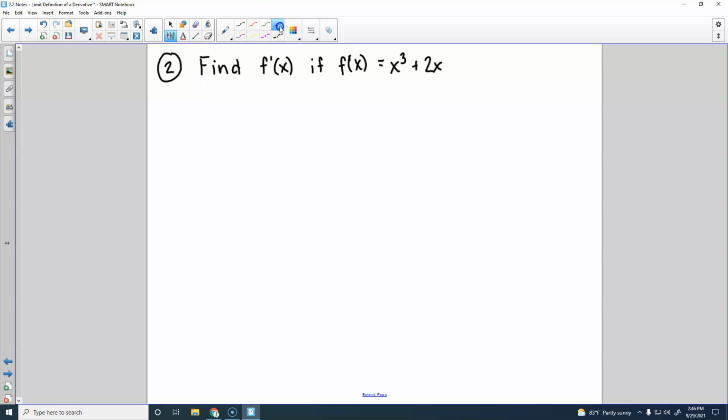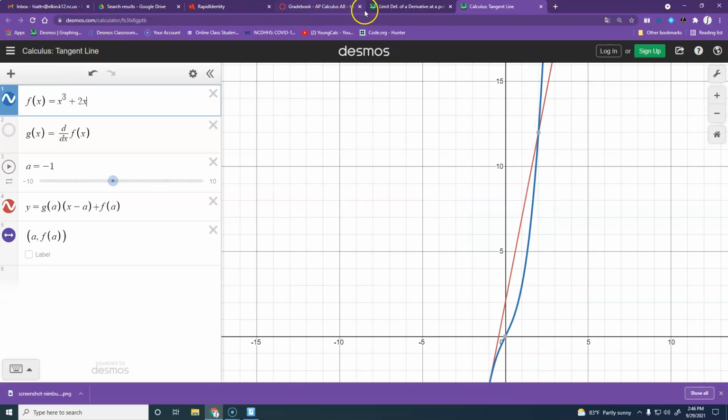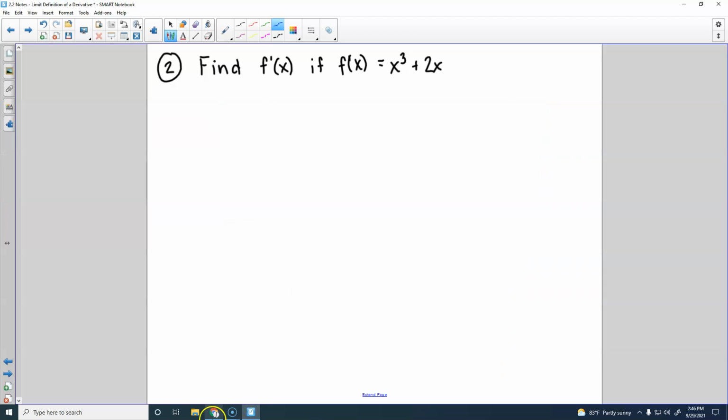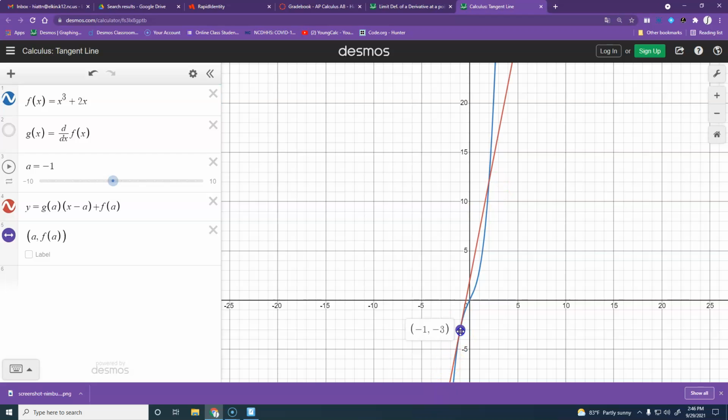Okay. All right, let's look at this one. So, I've got x cubed plus 2x here. So, that is my formula for my equation. If I'm looking at the graph, this time, x to the third plus 2x. Is that what I have? Plus 2x, yes. So, this is the graph that I'm looking at. It's a very skinny cubic right there. But, you know, I could be looking at tangents at any point on that graph.